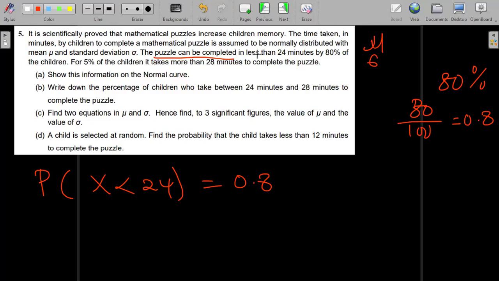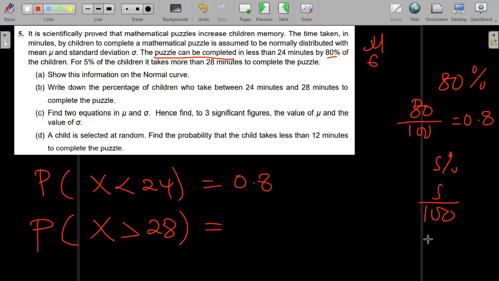They are saying the puzzle can be completed in less than 24 minutes by 80%. Okay, and then they're saying for 5% of the children, it takes more than 28 minutes to complete the puzzle. So meaning that the probability that X is greater than 28 is 5%. So 5% is the same as 5 over 100, which is 0.05. So this is what we have here. Okay, so we have this scenario and this scenario.